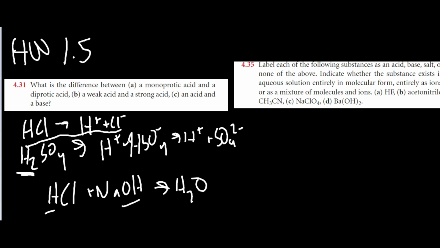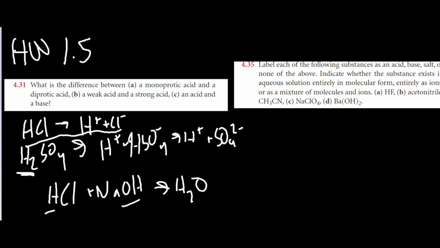Now, 35. Label each of the following substances as an acid, base, salt, or none of the above. Indicate whether the substance exists in an aqueous solution entirely in molecular form, entirely as ions, or as a mixture. Let's start with A, hydrofluoric acid. Hydrofluoric acid is a weak acid. So it is an acid, and since it's a weak acid, it will not entirely be ions. It'll be a mixture. So it is acid and mixture.